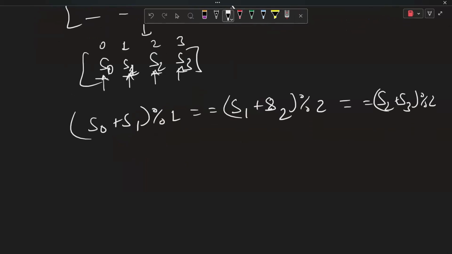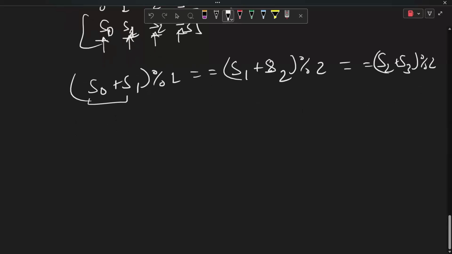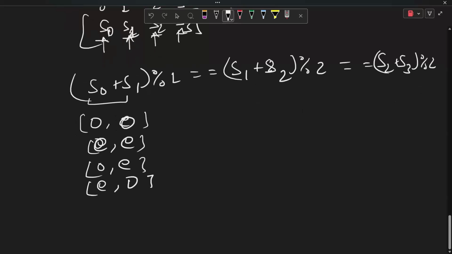So what does it mean? Let's try to analyze. If you have the sum of two numbers modulo 2, what all cases can we have? If both are odd, both are even, odd and even, or even and odd. These would be the only four cases that we can have for the sum of two numbers.